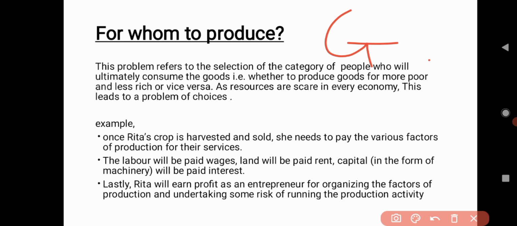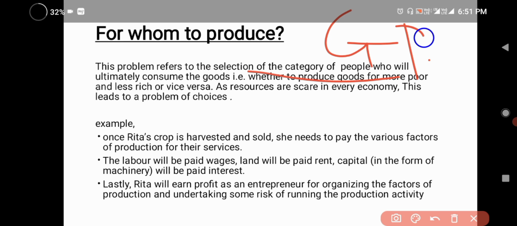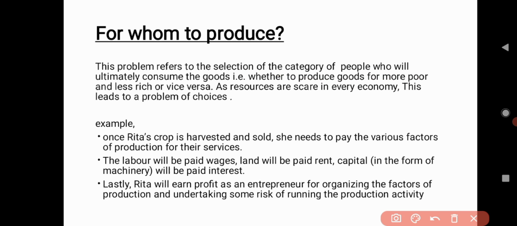The problem refers to the selection of the category of people who will ultimately consume the goods. Selection, category of the people. Here category refers to rich and poor. That is, whether to produce goods for more poor and less rich, or whether to produce goods for more rich and less poor, vice versa. So as resources are scarce in every economy, this leads to the problem of choices in an economic system: which goods, and for whom the goods should be produced more, either for the rich or for the poor. But both of these terms cannot be neglected in an economic system. We have to keep in mind both of them, and accordingly we need to produce goods in the society.